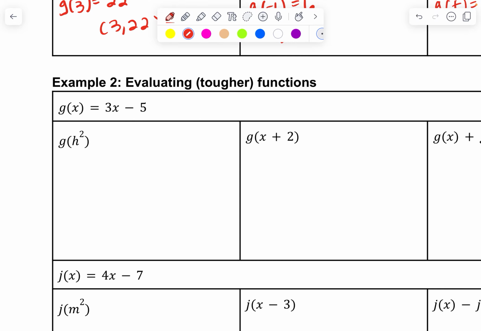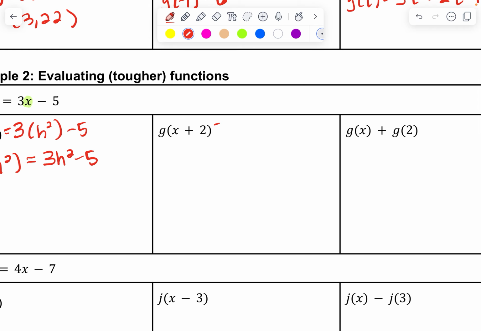All right, these ones are a little bit more difficult because it's not just a plain number or a plain variable that we're substituting in. So here we're going to be replacing our x's. So g of h squared would be 3 times h squared minus 5, which then gives us 3h squared, take away 5.